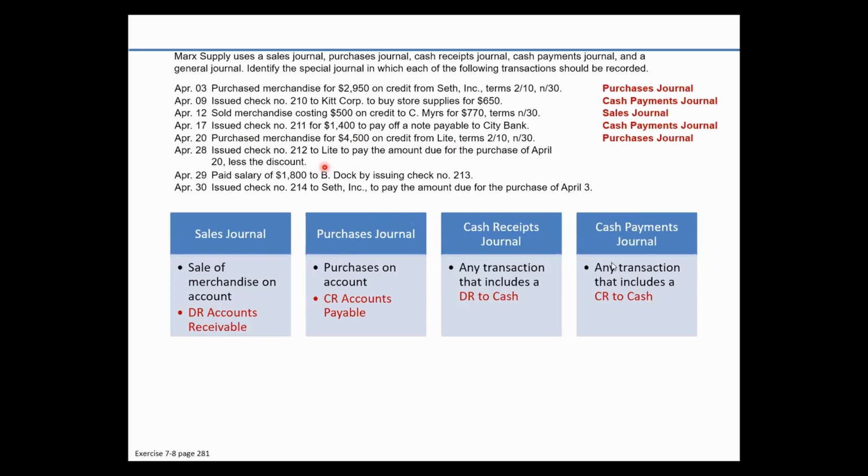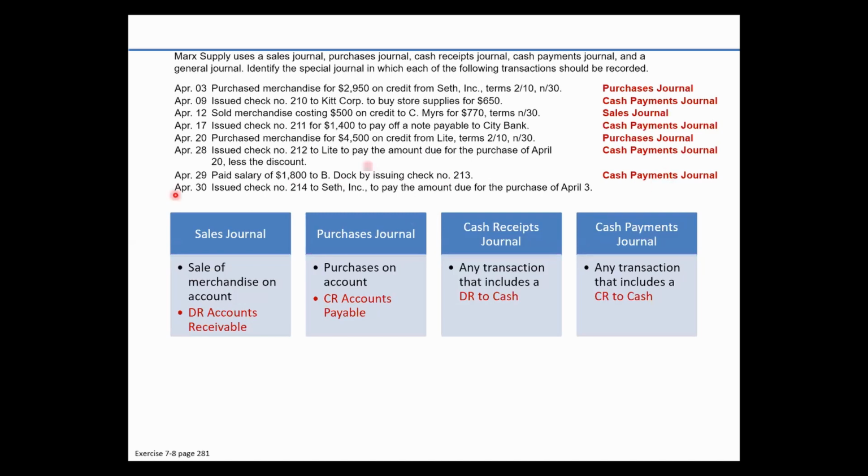And then on April the 28th, we issued check number 212 to Light in order to pay for the amount that was due on a purchase less the discount. So that would be a cash payments journal. And then on April the 29th, we paid salary of $1,800 to B-Doc by issuing check number 213. So that would be a cash payments journal because we're issuing a cash payment.